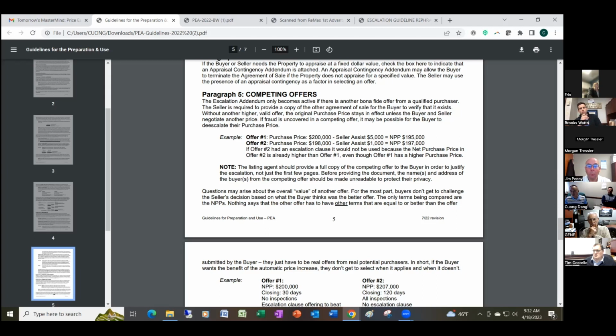We've run into situations where agents just send the escalation clause, which is fine. But then they don't send over the other pages, and probably the most crucial one is page number 2, because that has the seller assistance on there. And then when it was sent, we find out that there was seller assist. So, you know, that's not the net.